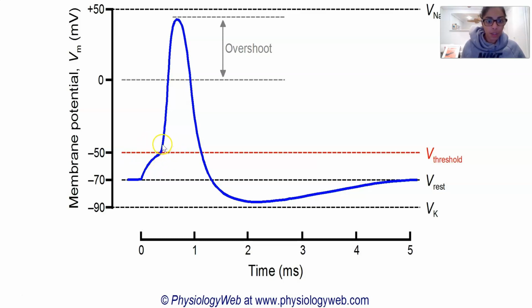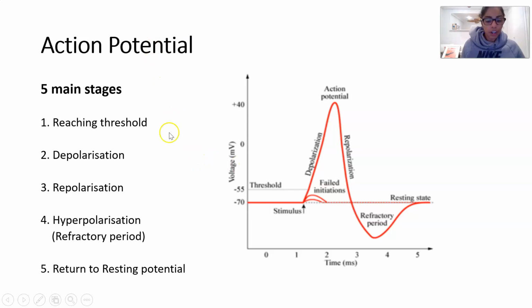And we see that we reach all the way up into the positive region. So this from negative 70 all the way up into the positive region, this is classed as depolarization. So there are other stages of the action potential. I've talked to you about depolarization already. After that, we have repolarization, hyperpolarization, or the refractory period, and then a return back to resting potential. So we're going to be discussing how this action potential is carried out through each of these stages.